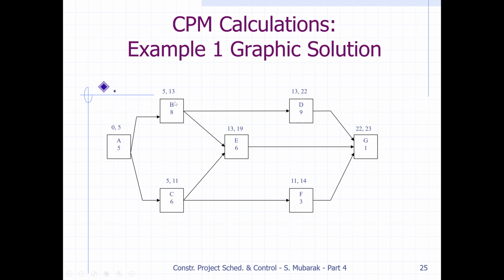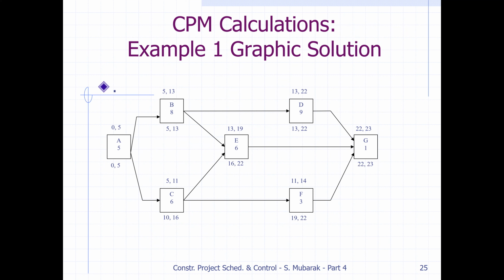Then for D, 13 comes here, plus 9 is 22. And then 11 comes here, 11 plus 3 is 14. Now for G, D is completing on 22, E on 19, F on 14. We take the maximum, so when all 3 activities finish, then G will start. If D completes on day 22, the finish for G will be 22 plus 1 is 23. What we have done is called the forward pass, to find the early start date and early finish date of all the activities in the network diagram.